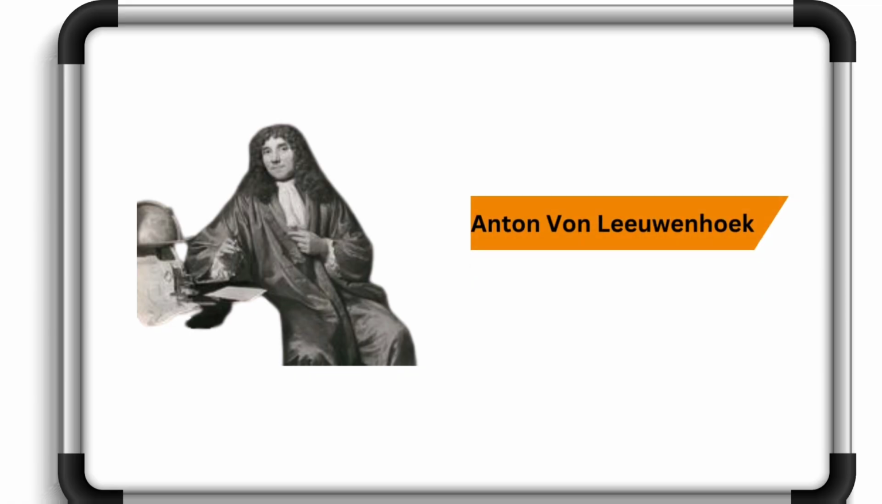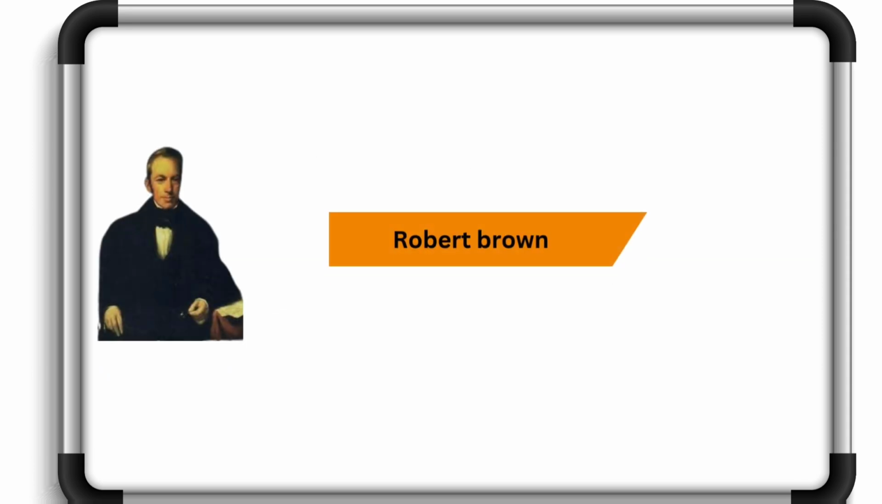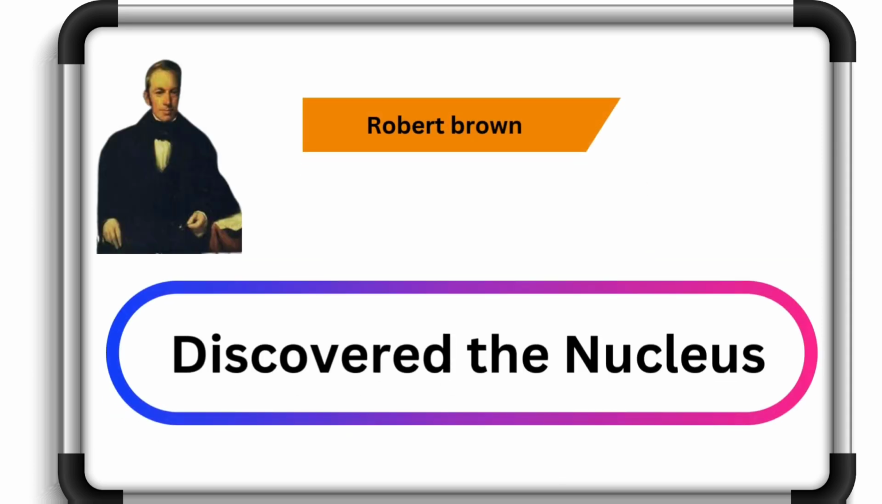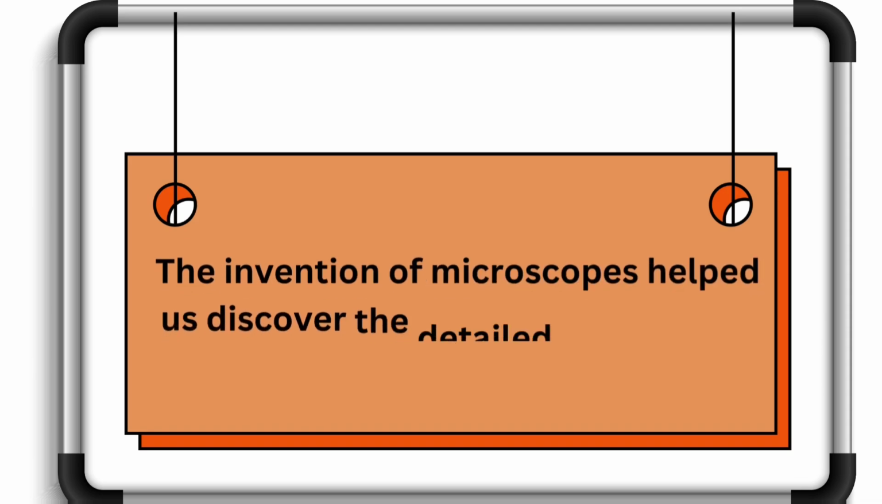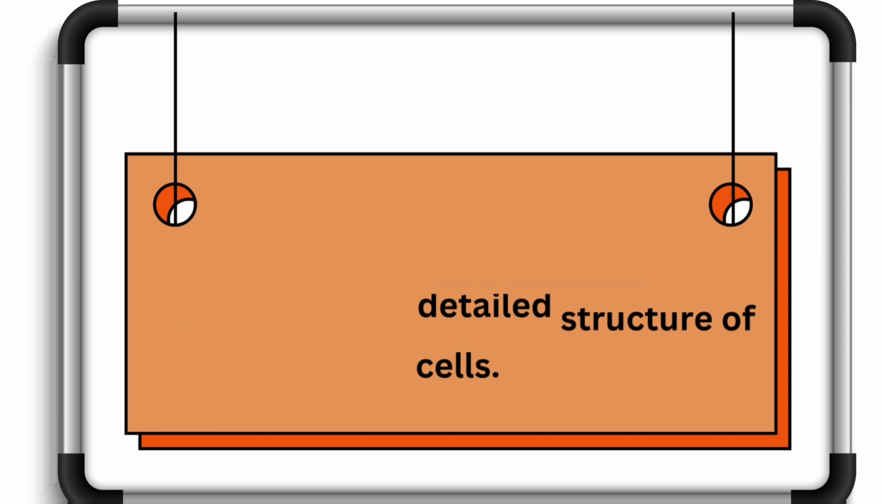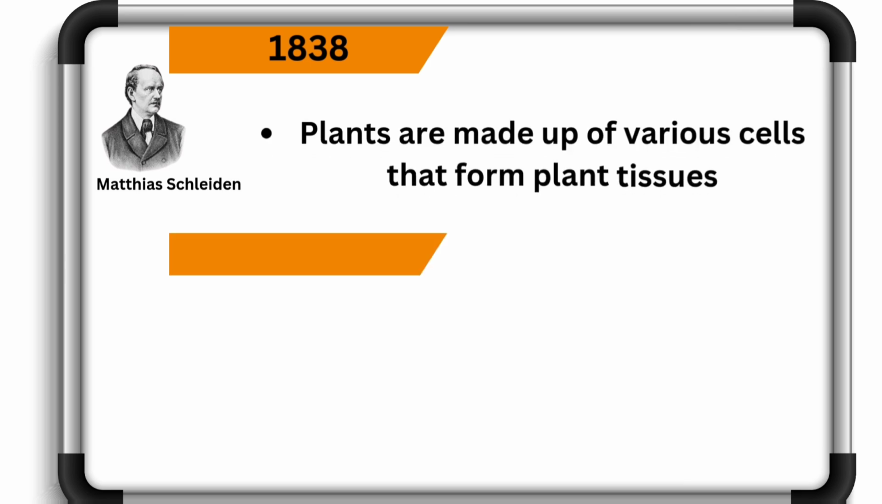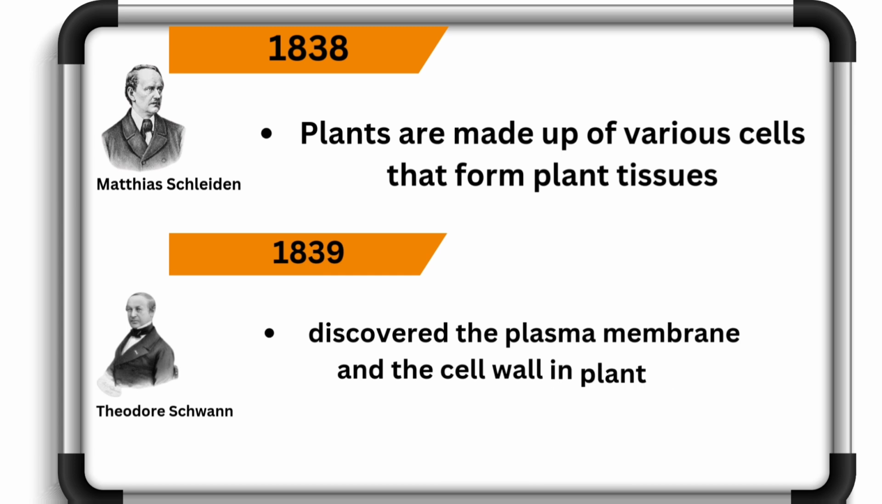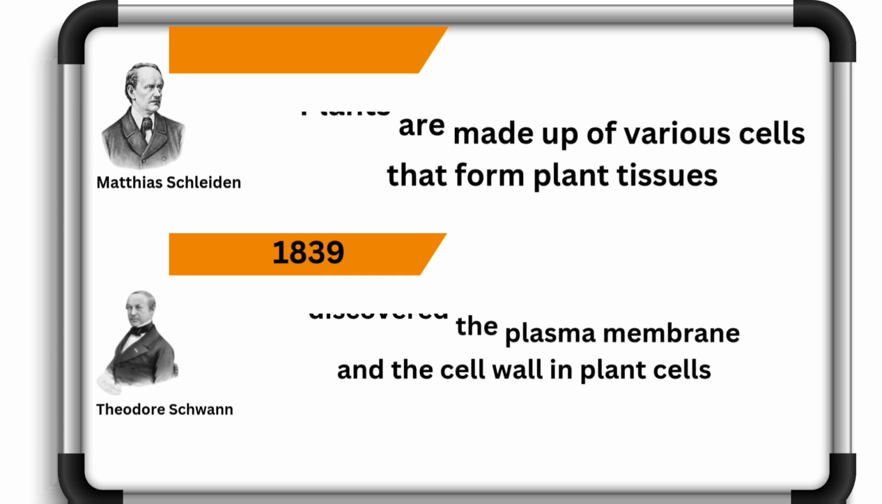The first person to observe a living cell was Anton von Leeuwenhoek, while Robert Brown later discovered the nucleus. Thanks to advancements in microscopes, especially the electron microscope, scientists have been able to study cells in much greater detail. In 1838, Matthias Schleiden discovered that plants are made of cells, and a year later, Theodor Schwann found that animal cells also have a defined structure. He also identified the plasma membrane and the cell wall in plant cells.